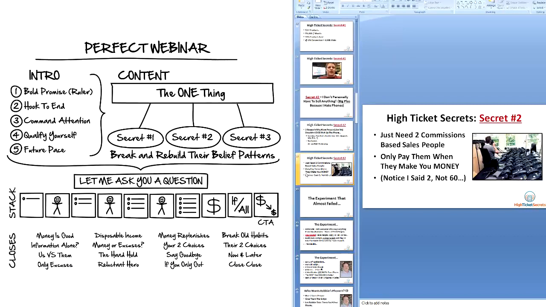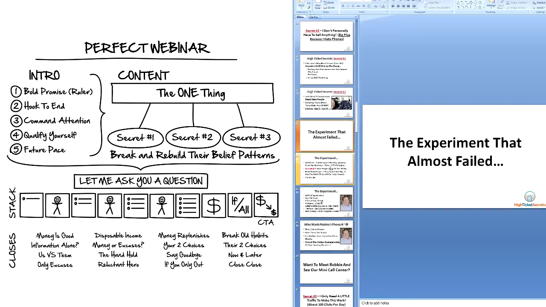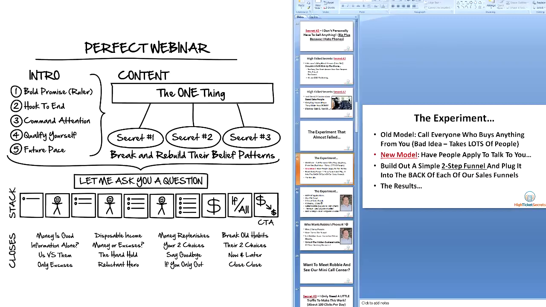In the past, I had 60 people, and it was a nightmare, but I figured out a new way to do it. And this is how it worked. And I talk about this experiment, the old model, how we did it, and the new model. So again, I'm breaking this pattern and rebuilding it. And I'm taking them on the journey that I went through to rebuild it.